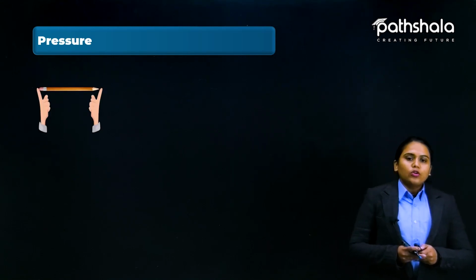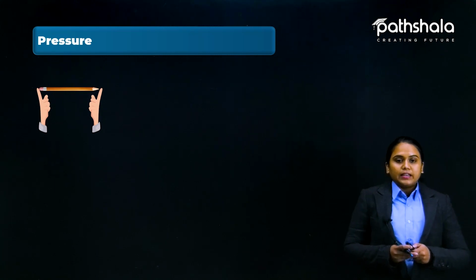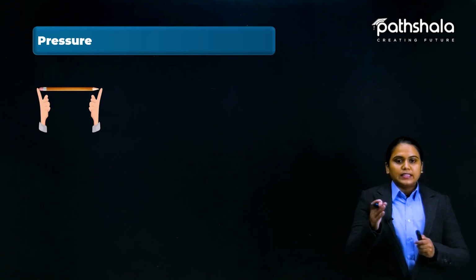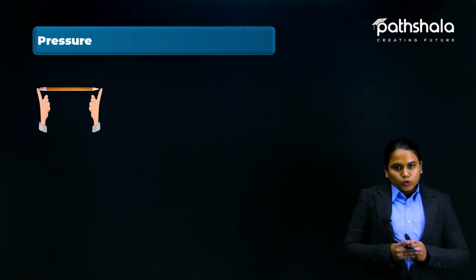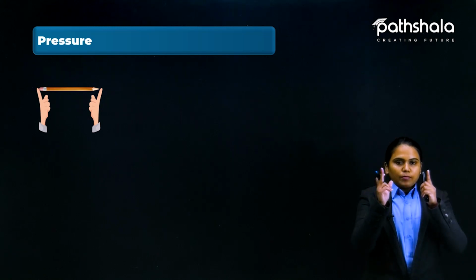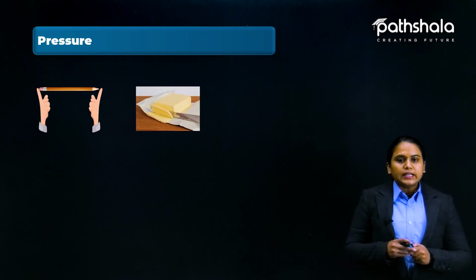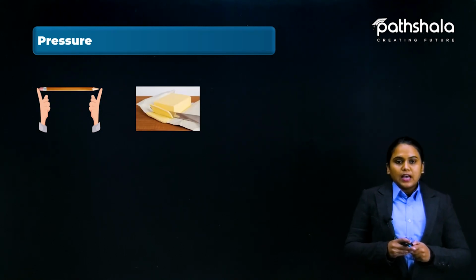Okay, so tell me students, if you are holding your pencil like this and it is not sharp from both sides, one side of the pencil is sharp and the other side is blunt. So, you are providing a force from both sides. Okay, this is one example. And another example is cutting butter with a knife. Yes, are these two things equal?